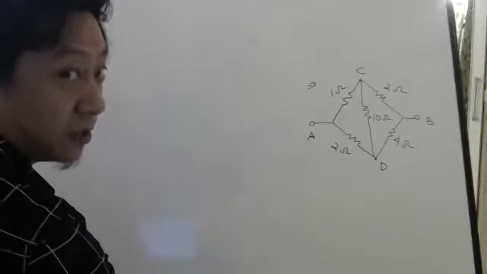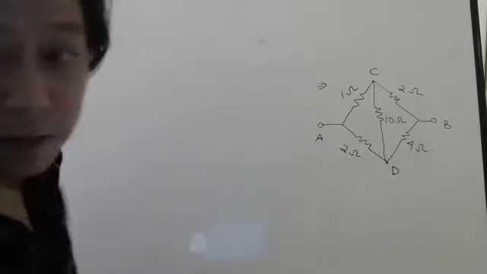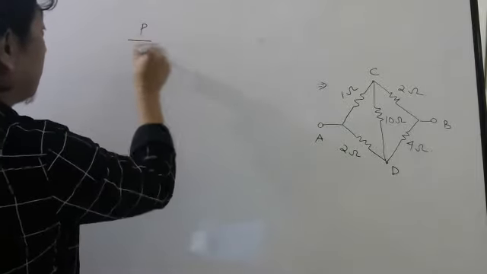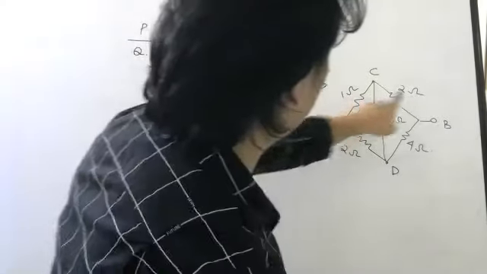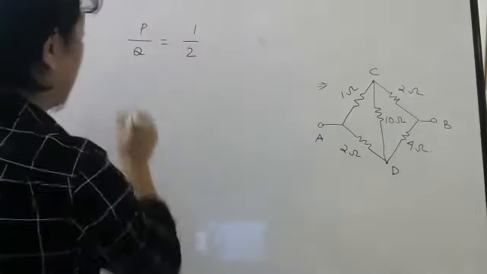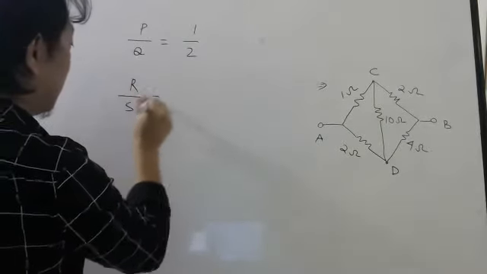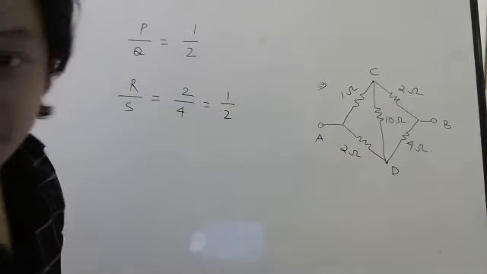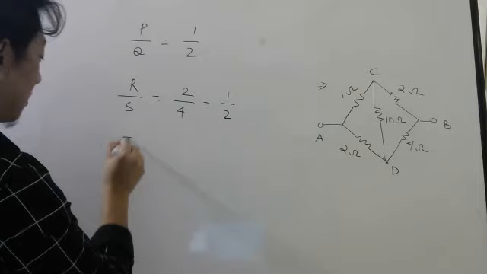So once you convert this circuit into this circuit, you know it is a Wheatstone bridge. Now check whether the circuit is balanced or not. What is P by Q equal to? P by Q means this divided by this. So this is your P, this is your Q. So 1 by 2. R by S: this is your R, this is your S. So 2 by 4, that is nothing but 1 by 2. Therefore the circuit is balanced.